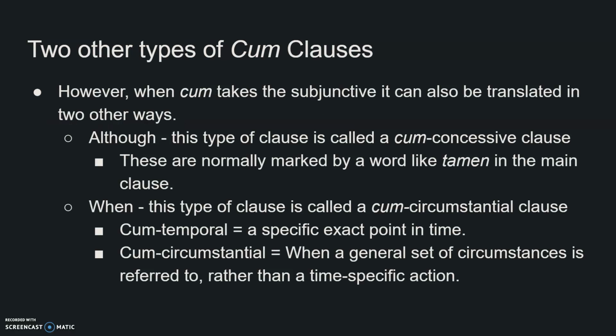Alright, now this is where it gets a little trickier. Because when cum takes a subjunctive, it can be translated two other ways. It can be translated as although, and this type of cum clause is called a cum concessive clause. Normally, when you have one of these clauses, you're going to have a word that helps you understand that it's definitely concessive, because there could be some confusion between a clause meaning because or a clause meaning although. So often these are marked by a word like tamen in the main clause, right? Tamen can mean nevertheless. And that can help show us that we're actually looking at a cum concessive clause.